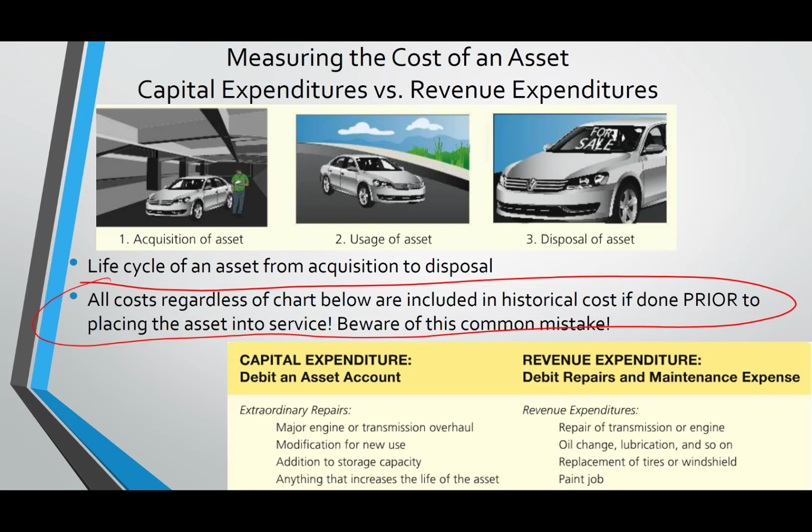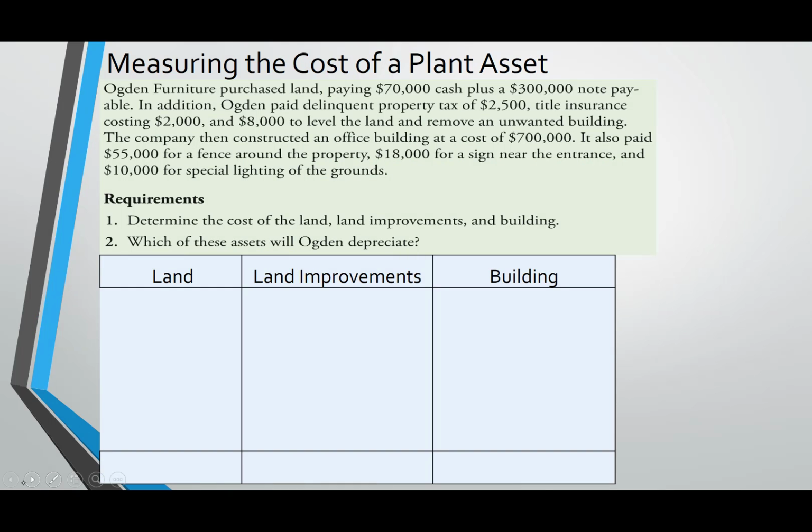Okay, let's take a look at a problem here. It says Ogden Furniture purchased land paying $70,000 cash plus a $300,000 note payable. In addition, Ogden paid delinquent property tax of $2,500, title insurance costing $2,000, and $8,000 to level the land and remove an unwanted building. The company then constructed an office building at a cost of $700,000. It also paid $55,000 for a fence around the property, $18,000 for a sign near the entrance, and $10,000 for special lighting of the grounds. It says determine the cost of the land, land improvements, and building, and which of these assets will Ogden depreciate.